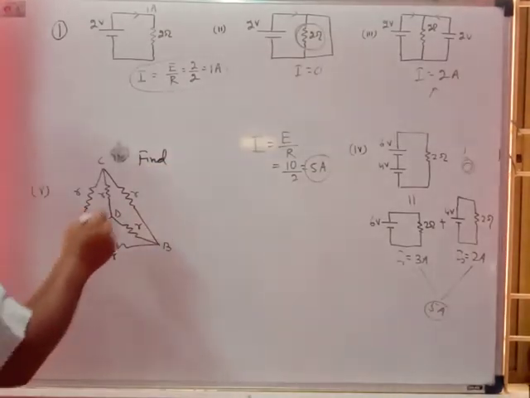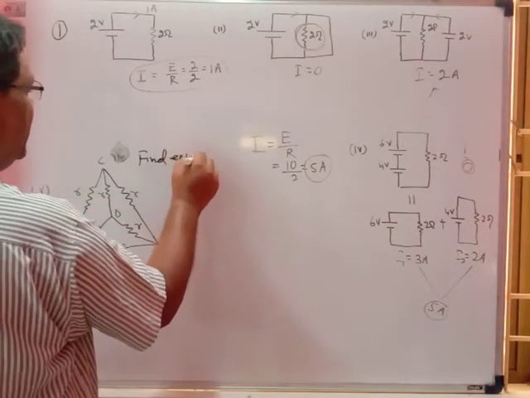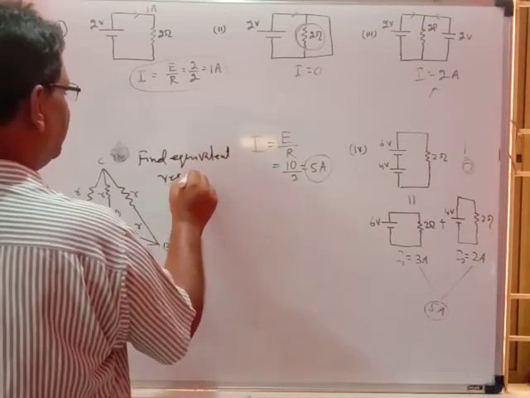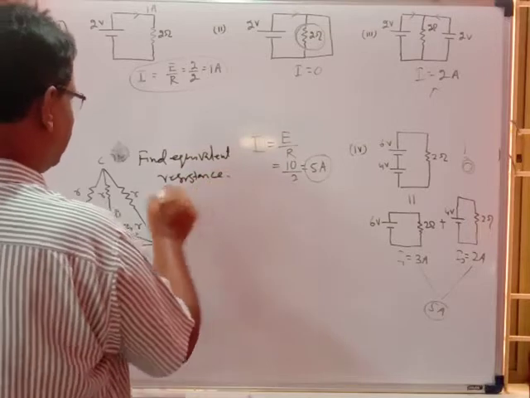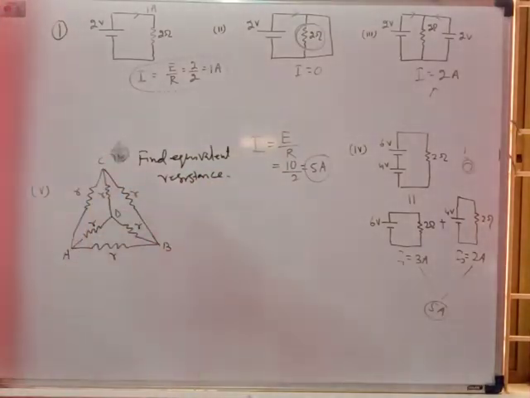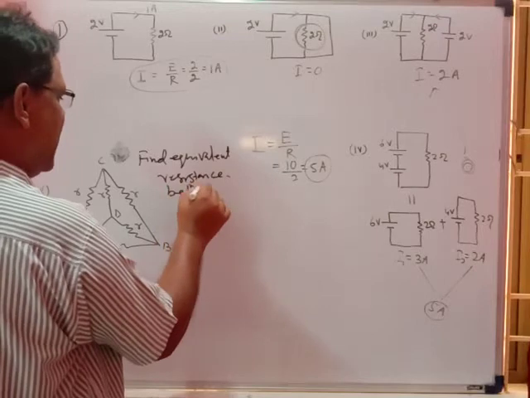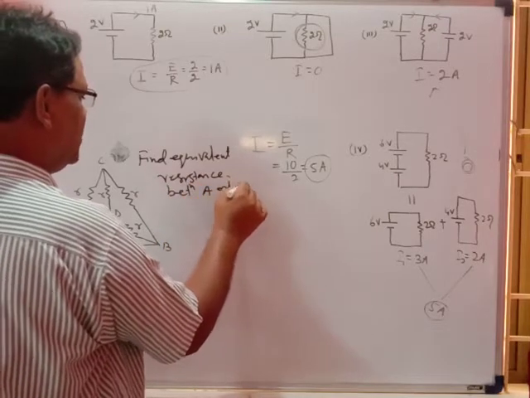In this question, find the equivalent resistance. So this is one special type of circuit, and how do we calculate the equivalent resistance between A and B? The question is the equivalent resistance between A and B. So what will be the equivalent resistance?